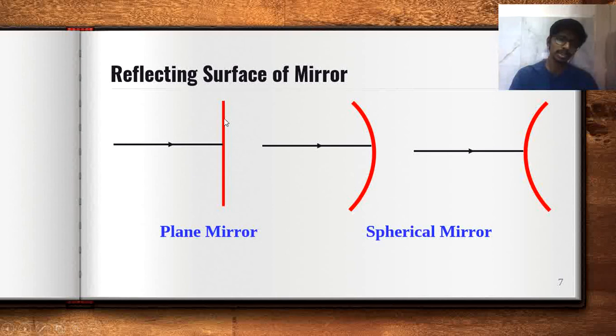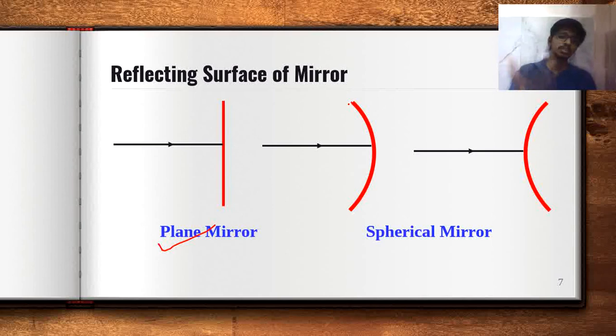If the surface is plane, then that is a plane mirror, or if the surface is curved in nature, then that is a spherical mirror. There are two types of spherical mirror, concave and convex. We will discuss them in detail. This is the concave one: the curved surface is going towards the light, and this one is going away from the light. Before we discuss the details of the spherical mirror, let us discuss reflection in a plane mirror.